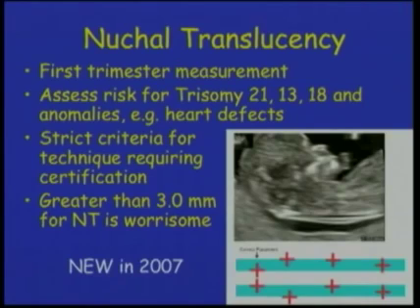In 2007, the guidelines recommended that we consider doing nuchal translucency measurements in order to assess risk for trisomy 21, 13, 18, and anomalies such as cardiac defects, because fetuses with congenital heart disease often have an enlarged nuchal fold. There are very strict criteria for doing this technique, and it requires certification in order to be able to take adequate images that can be used accurately for a screening. Basically, if the measurement is greater than 3 millimeters, it is worrisome for a karyotype abnormality.